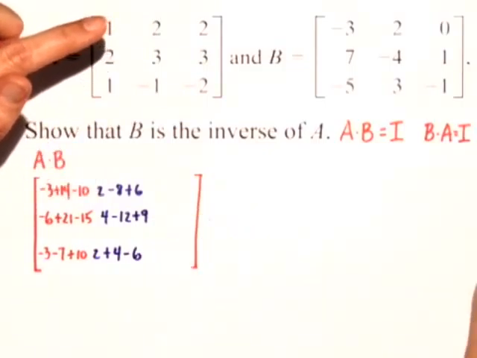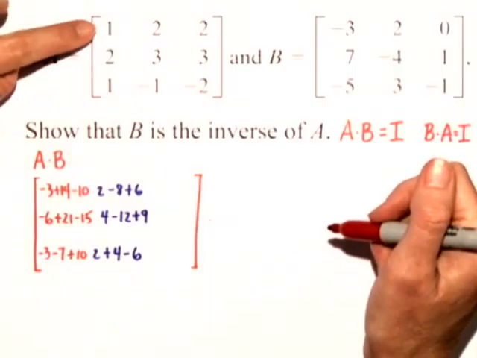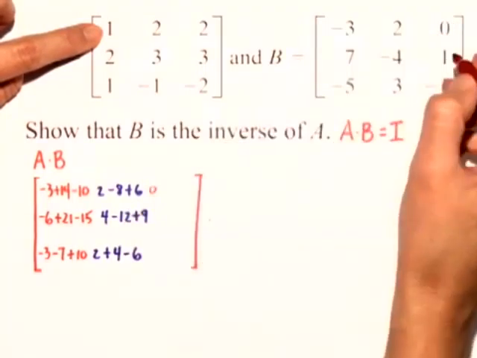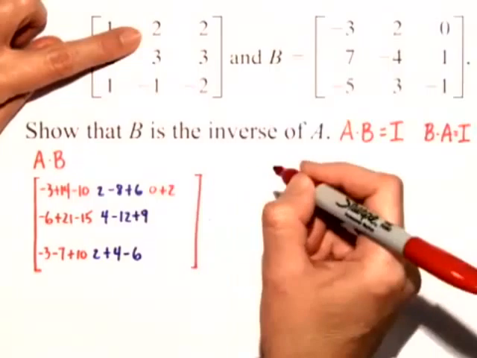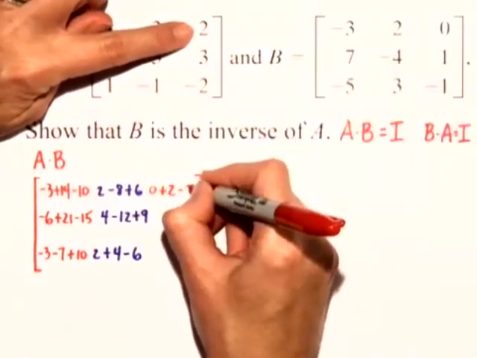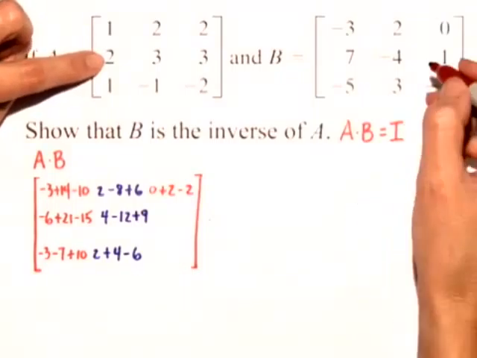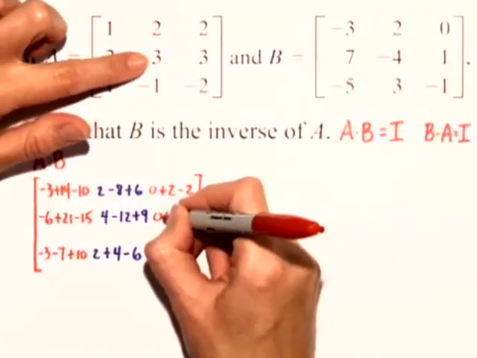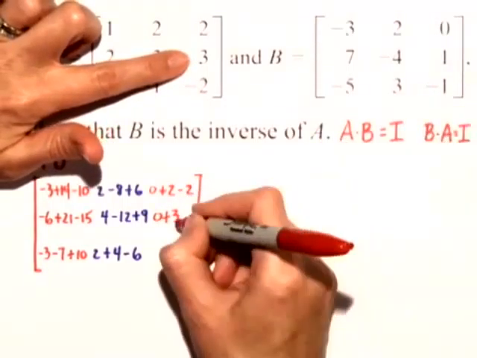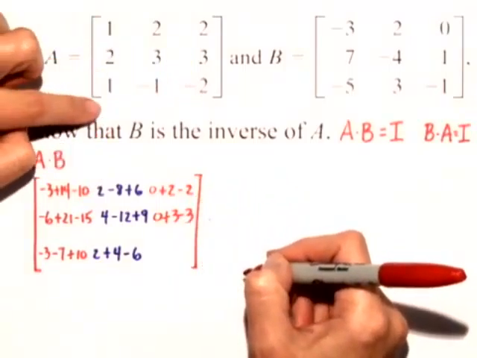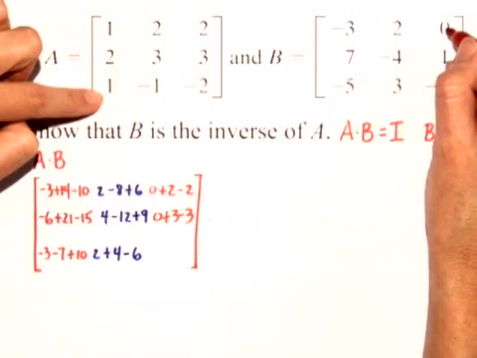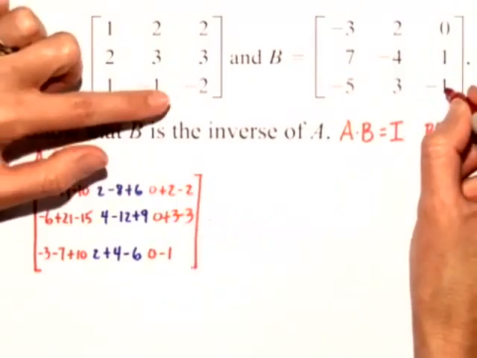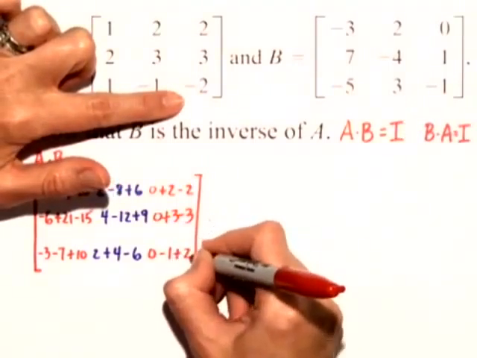And then I'll move back to red for my last column. So I'm going to start at row 1, column 3. I have 1 times 0 is 0, plus 1 times 2 is 2, plus 2 times -1 is -2. Row 2 times column 3. 2 times 0 is 0, plus 3 times 1 is 3, plus 3 times -1 is -3. And then we have row 3, column 3. 1 times 0 is 0, plus -1 times 1 is -1, plus -2 times -1 is +2.